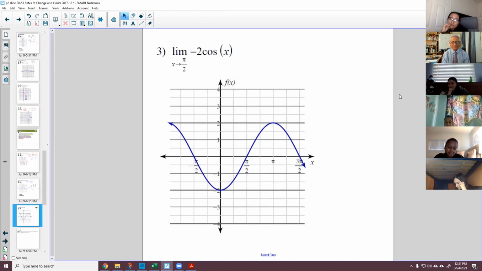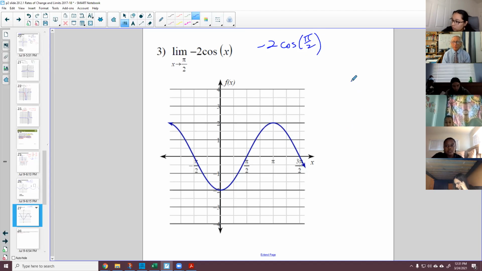So I'm not completely sure how to do this one. So it's continuous. So it's gonna be -2 cosine, and then in the parentheses pi over 2. Very good. Okay, so what is cosine pi over 2?